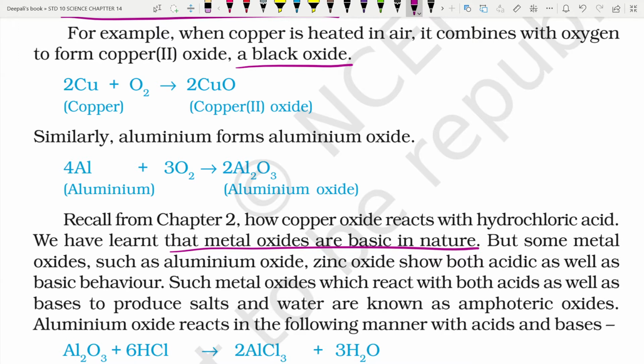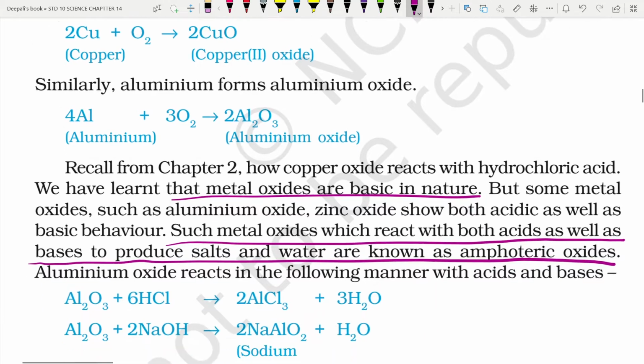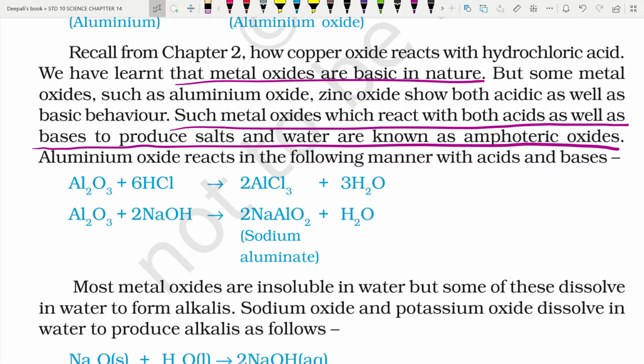But some metal oxides such as aluminum oxide and zinc oxide show both acidic as well as basic behavior. Such metal oxides which show both acidic as well as basic characters to produce salt in water are known as amphoteric oxides. Aluminum oxide reacts in the following manner with acids and bases. Al2O3 plus 6HCl gives 2AlCl3 plus 3H2O. Al2O3 plus 2NaOH gives 2NaAlO2 plus H2O.